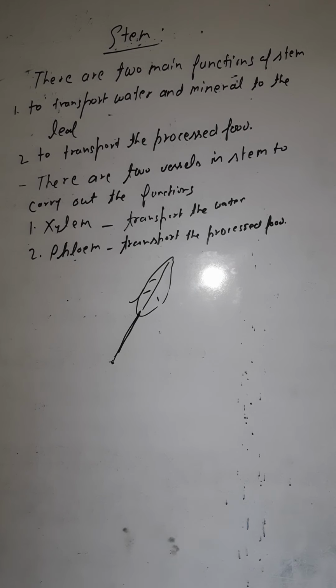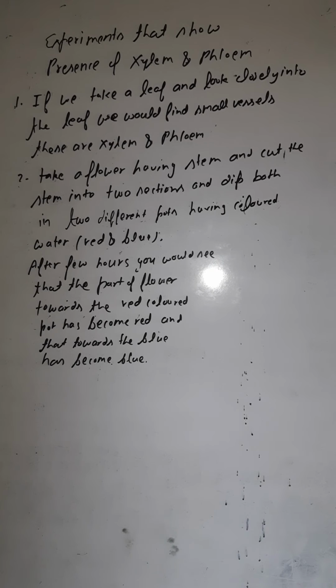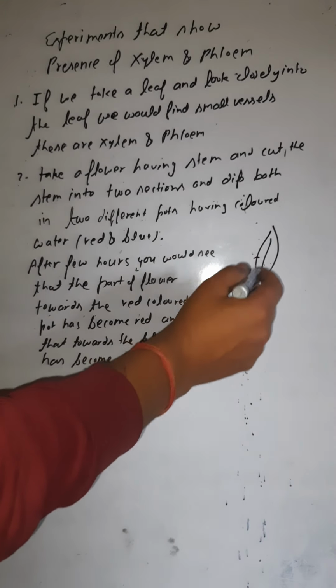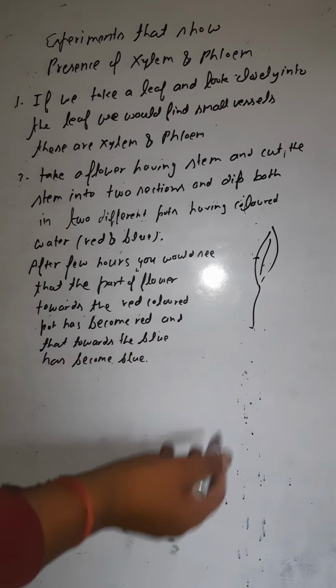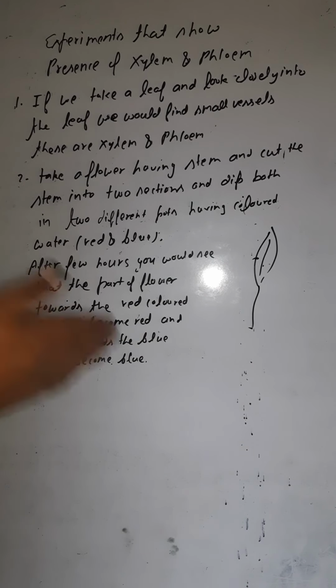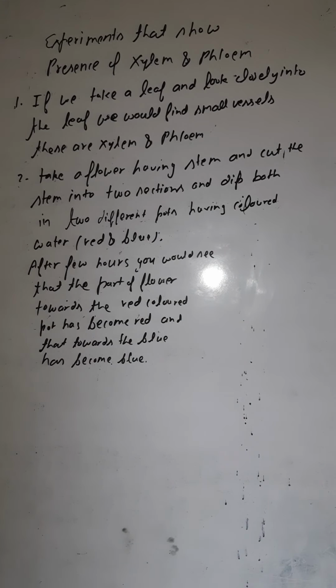So let me write this all here now. These are the two case studies which show the presence of xylem and phloem in the stem. The first one: if you take a leaf and look closely into the cross section of its stem, you would find small vessels running there. These vessels are known as xylem and phloem. They carry the two important functions of the stem and run all over the stem.